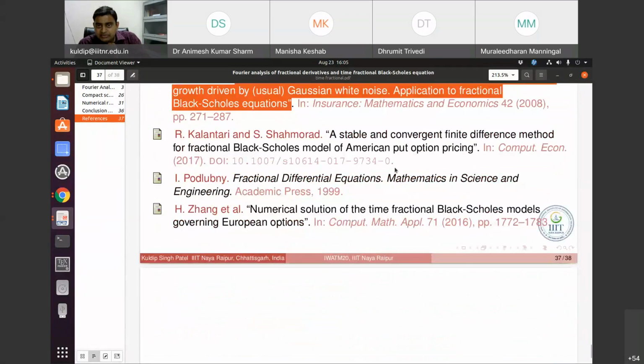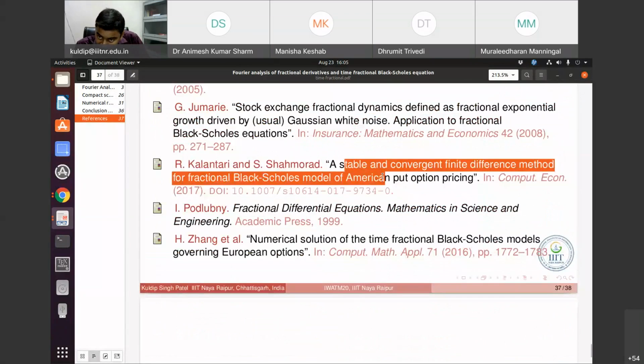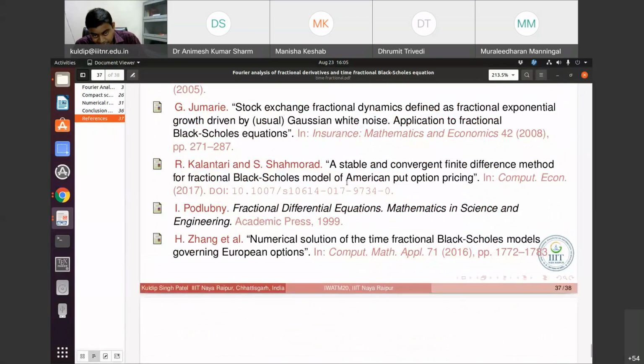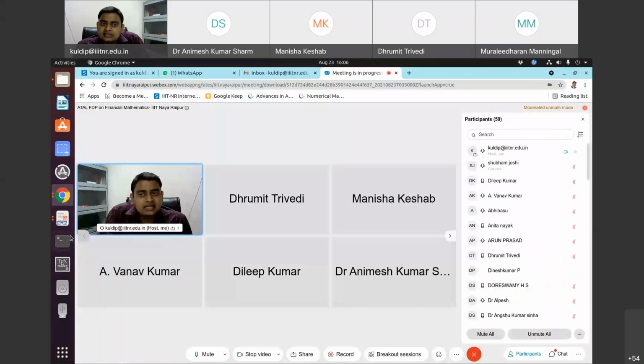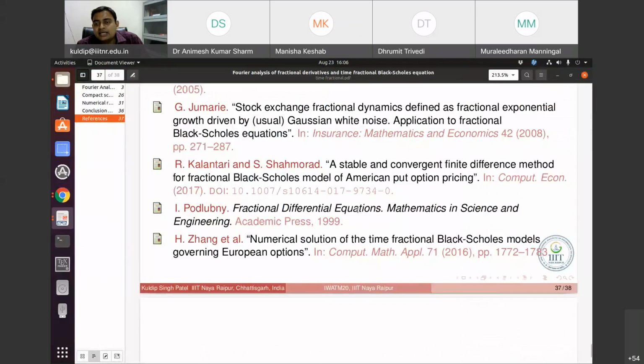Then there is this finite difference method for fractional Black-Scholes for American options also. It is a little bit ironical that people are working on American, European, Asian, everything, but no one has till now, I think, done it with real market data. So it is again a new way. And one more thing I would like to mention here: the problem is that getting real market data is also very difficult in this direction.